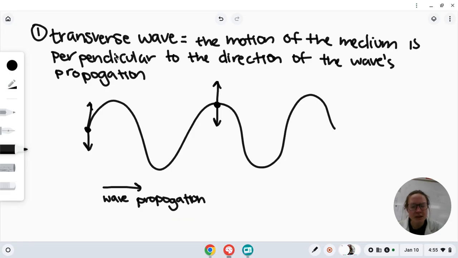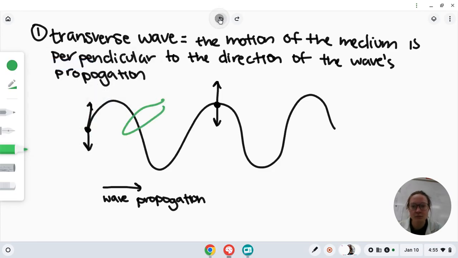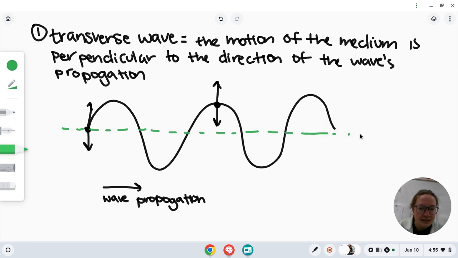So, if we take a look at this transverse wave, there are a lot of different attributes or a lot of different parts of this transverse wave that we can label. The first thing that I like to label is this center line right here that goes straight through the center of the wave. This center line is what we call the equilibrium position. It's where the medium would be if there was no wave happening in it.